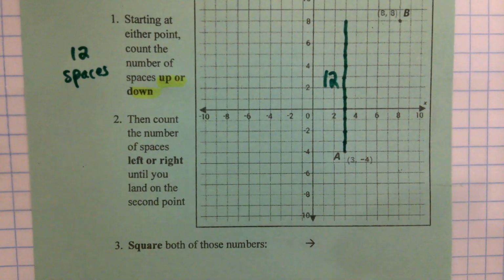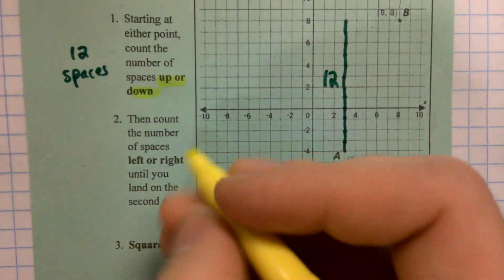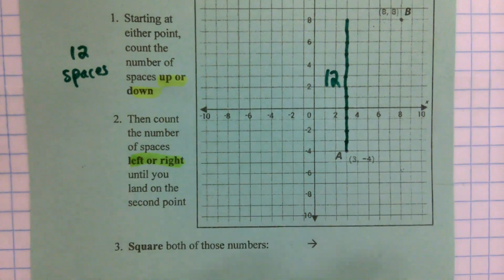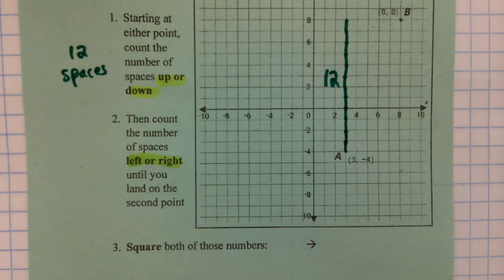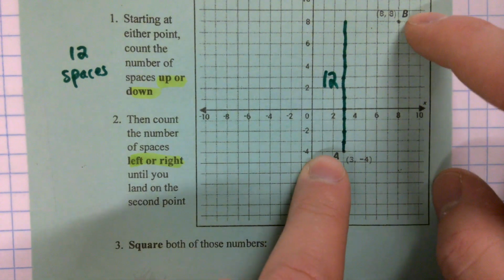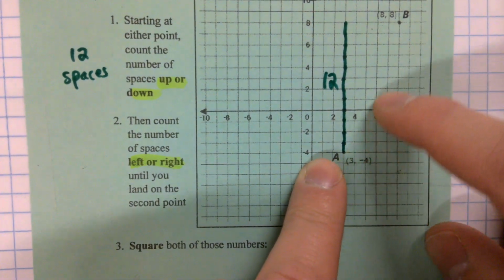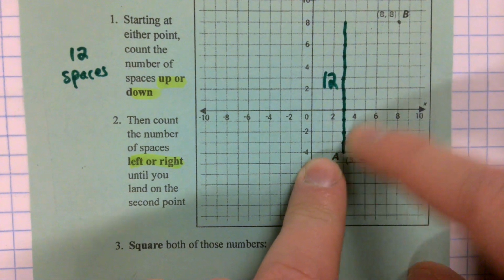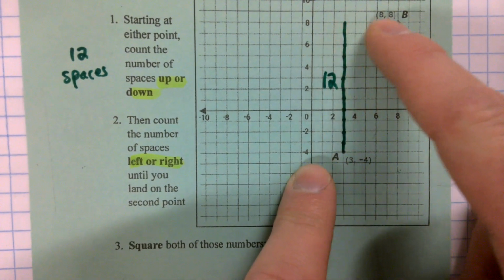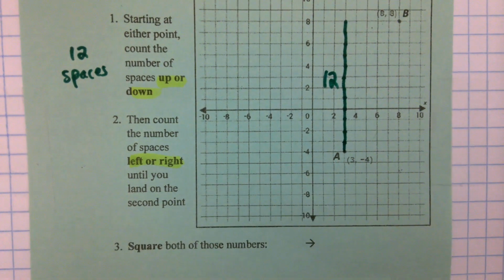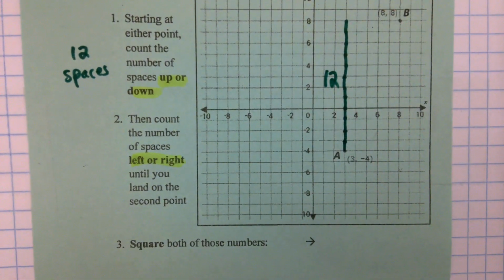Then, just like we did with slope, just like we did with translations, we're going to count the number of spaces left or right until we land on the second point. You can think of this like driving, which none of you have done before, but you will one day. If you live here and your friend's house is over here, you can't just drive through everybody's houses and yards to take the direct path to their house, right? You've got to drive down the street. Then you make a right at the stop sign, go down that street a little bit, and boom, you're there. So that's what we're doing. We're mapping out our path.